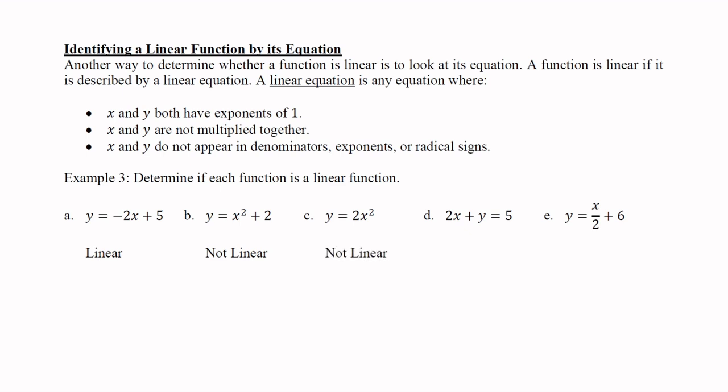For D, we have x and y values that are not multiplied together. They do not have exponents other than 1, and they appear in the numerators. They're not in the exponents, not in radical signs, so this one is linear. For E, we do have a fraction, but that x value is in the numerator, not the denominator, which is okay for us to have a linear function.